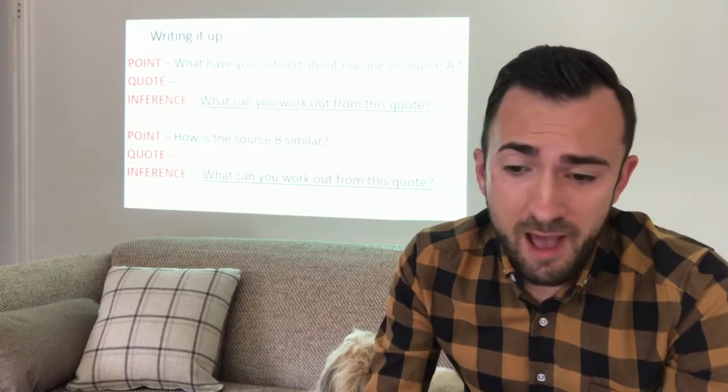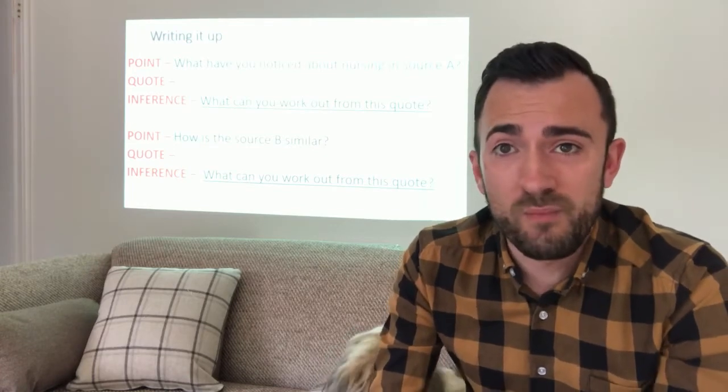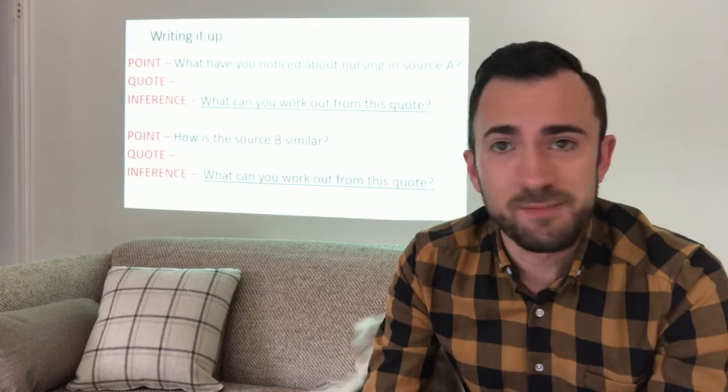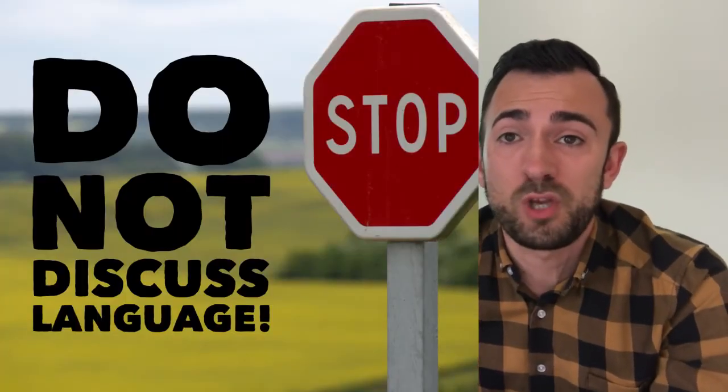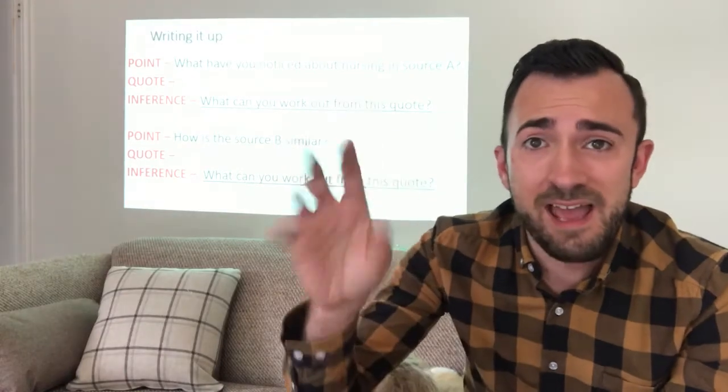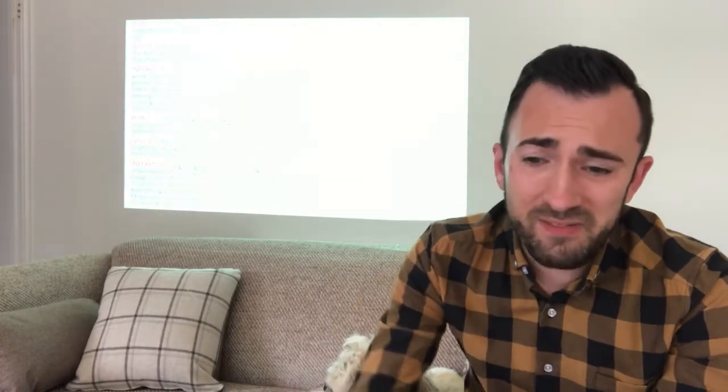Quote is your quote. Inference, what can you work out from this quote? You do not need to talk about similes and metaphors and language techniques and fancy things like that. You simply need to say what you can work out. Do that for source A and then for source B. In this case, the question is similarities, not differences, so make sure you've identified the focus in your question. What would that look like as a paragraph then?